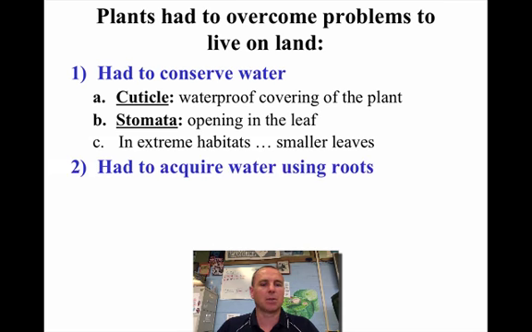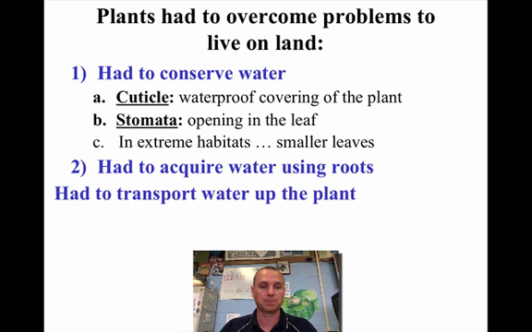A second thing they had to overcome was how to acquire water. If you lived in water, you didn't have to worry about it, so they had to learn how to acquire water, and they acquired water through a root system.